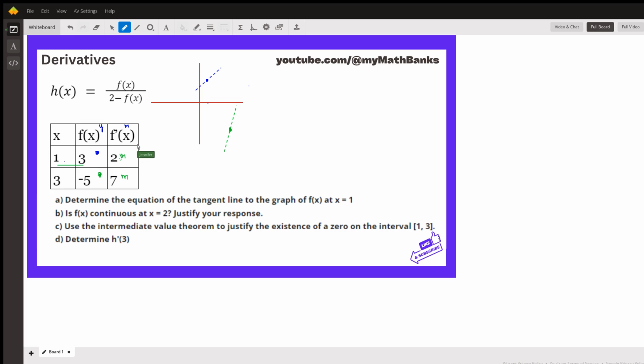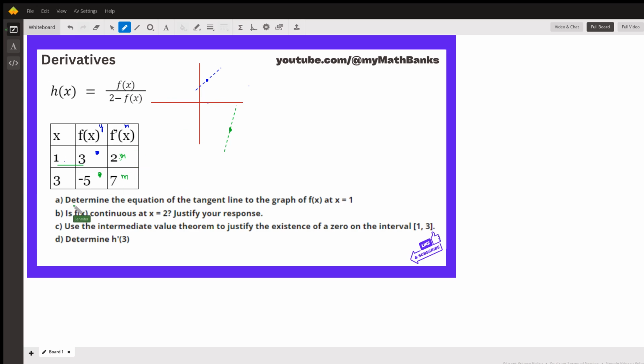Now, we don't really know what your graph looks like at this point. It could look like this and like that, or it could be like this and something else. I really don't know what the graph looks like because we're not given enough information, but we can draw the slope because you're given the values.